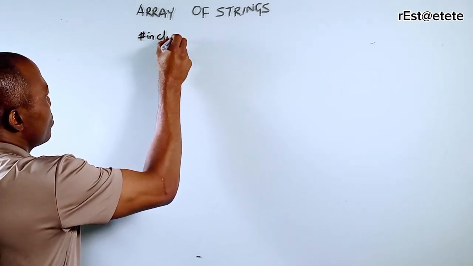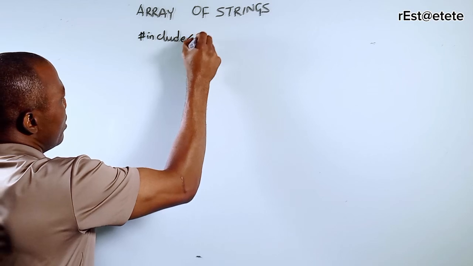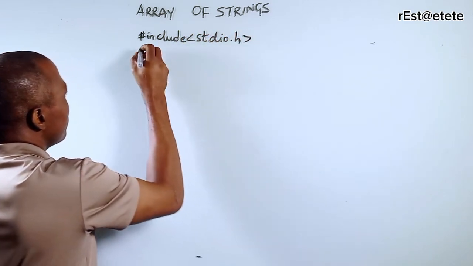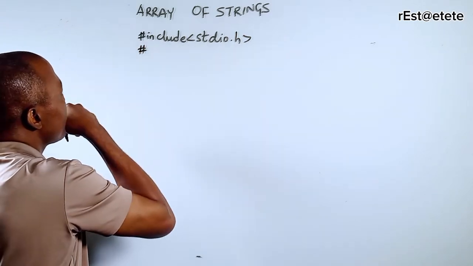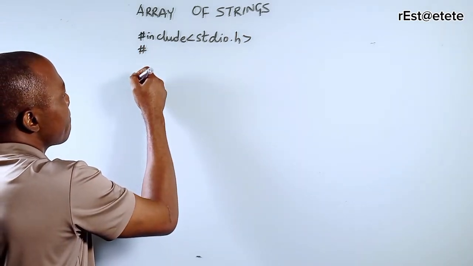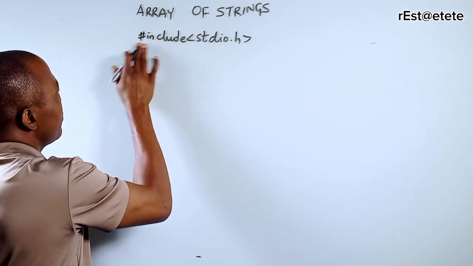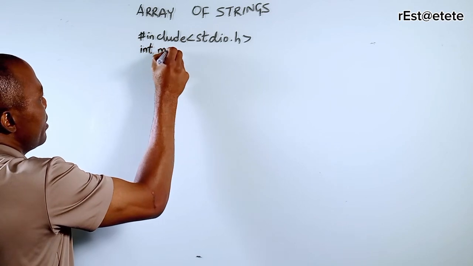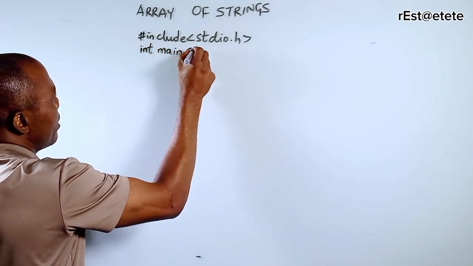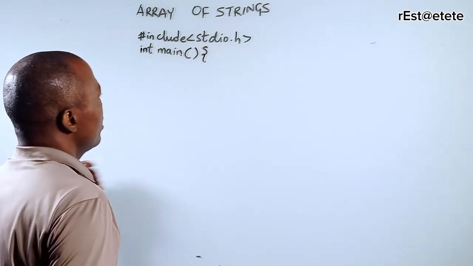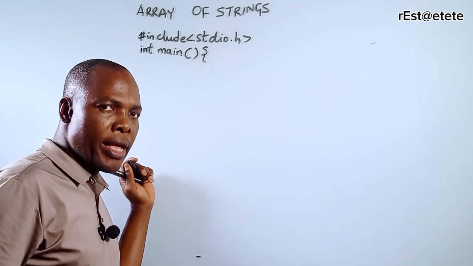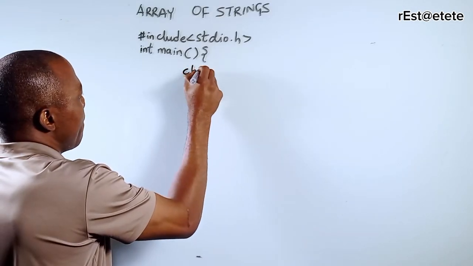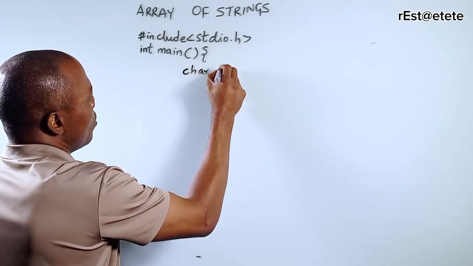So I say include stdio.h, and then we're not bringing in anything again. So I can write int main, right? So inside this place, I'm going to declare my array. So I will say char. I will call it month.